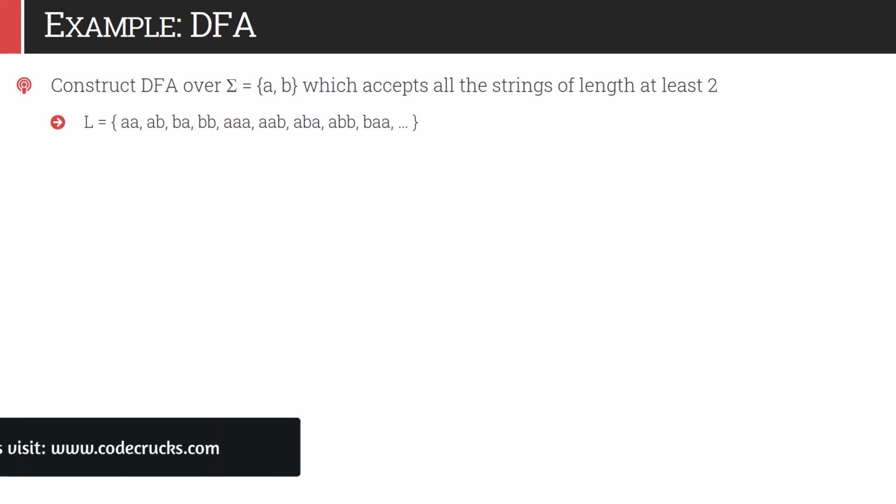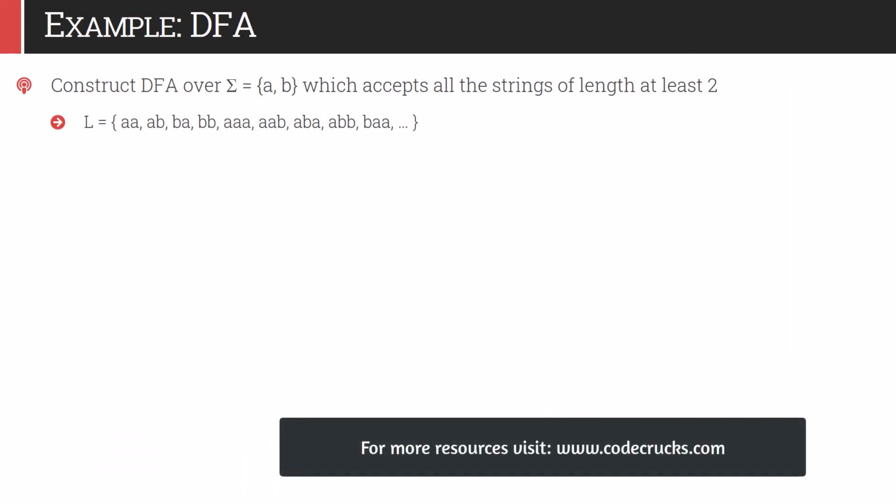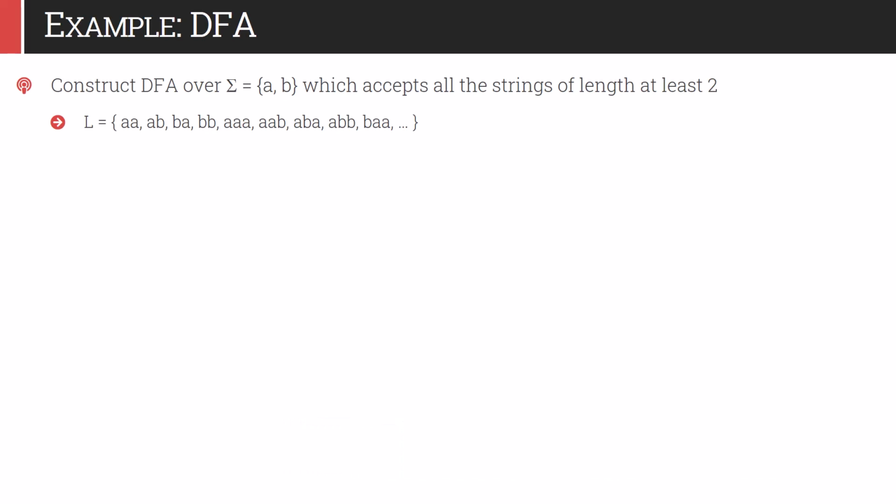Construct DFA over alphabet set A, B, which accepts all the strings of length at least 2. So string length should be at least 2. The string could be of length more than 2 as well, so strings of length 2, 3, 4, 5 up to infinity. Epsilon is not accepted, which is a string of length 0. A and B are also not accepted because they are strings of length 1. So the minimum length strings are AA, AB, BA, BB.